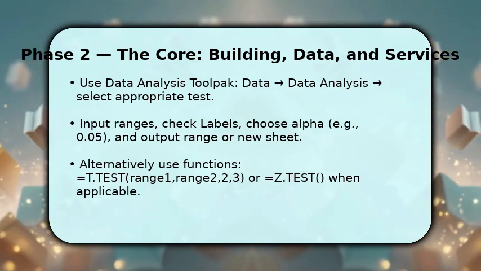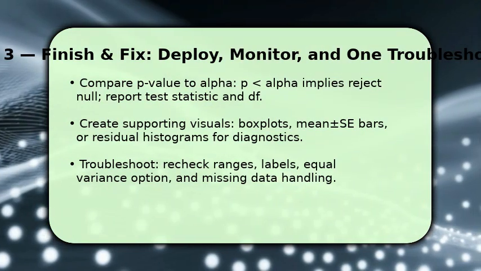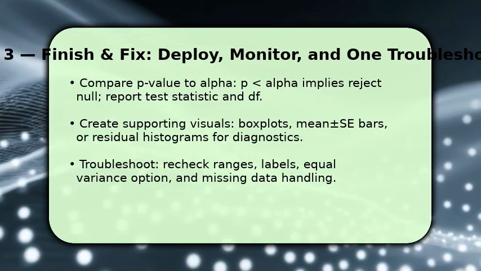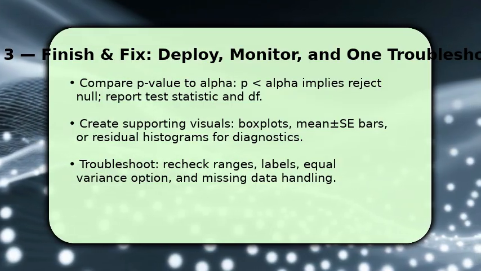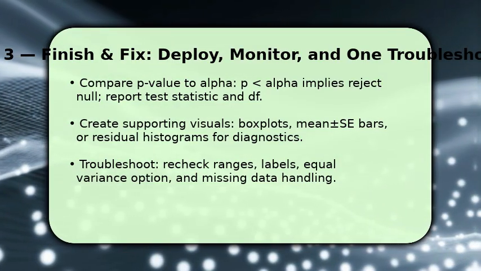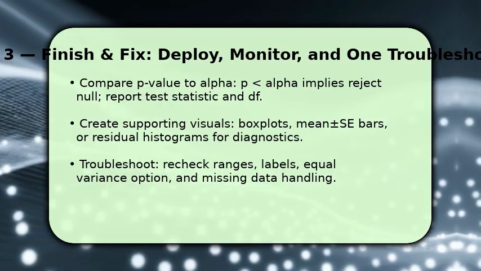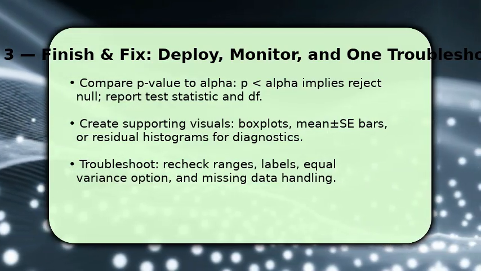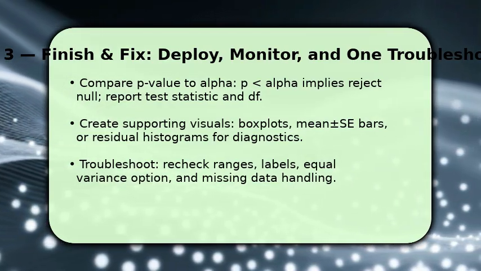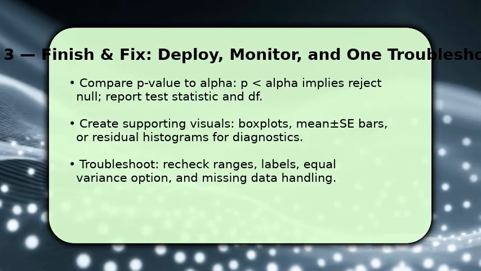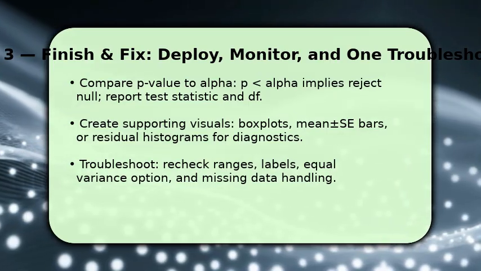You finish by interpreting results and confirming conclusions so they're defensible. If p-value is below your alpha, reject the null and report the test statistic, p-value, and sample sizes. Otherwise, retain the null. Once done, add visuals, box plots, or error bar charts to show effect size and distribution.